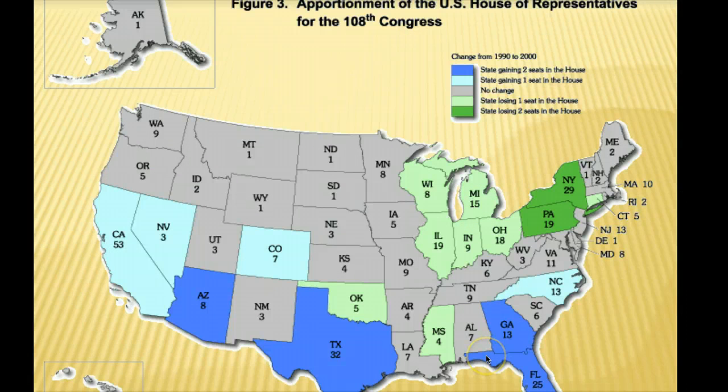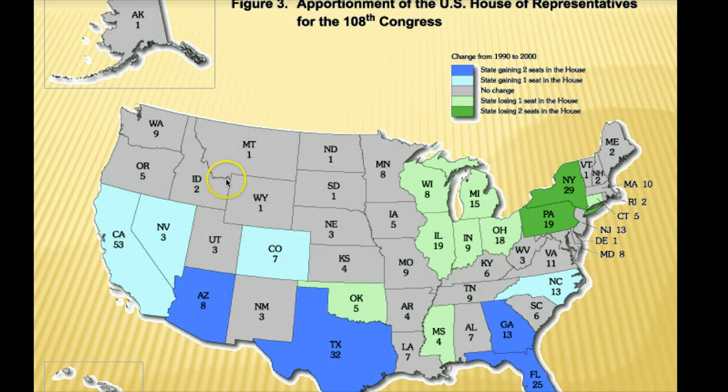You could see how the different states have different representatives. Texas has 32 representatives because Texas has a fairly large population. California has a lot of representatives, 53, because they have a very large population. Pennsylvania 19, New York 29, and you can see that smaller states like Rhode Island have 2 representatives.